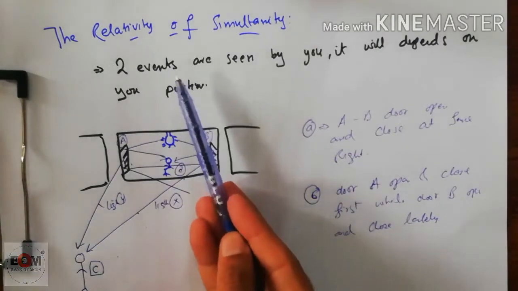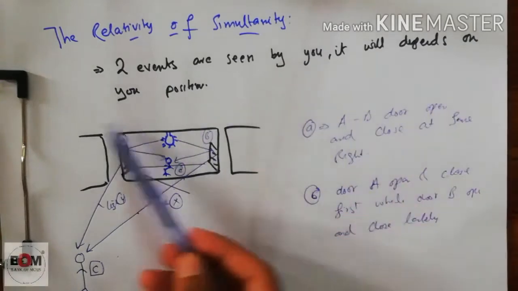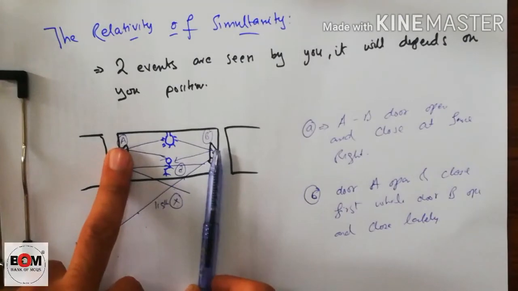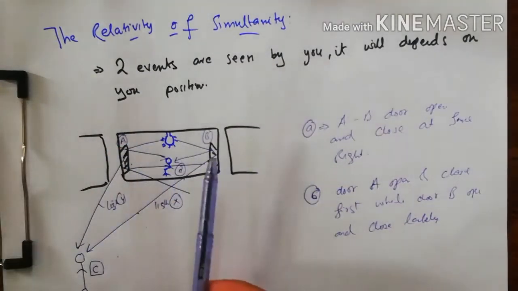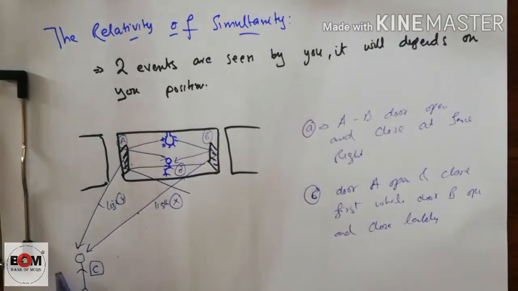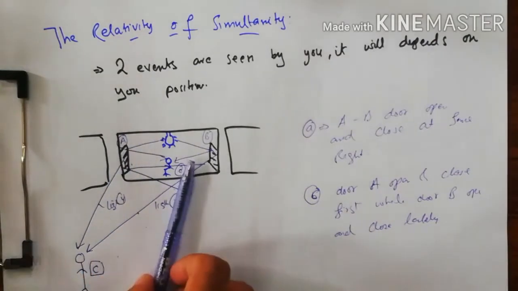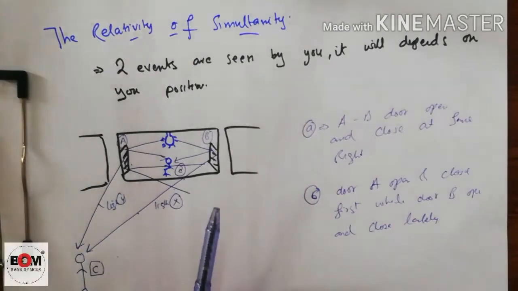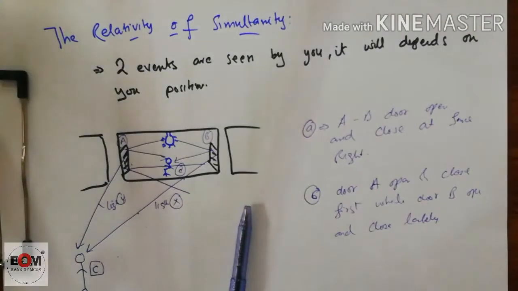So for the two events occurring, it depends upon where you are standing. If you are inside the train, you will say that both open and close at the same time. But if you are outside the train in this position, you will say that A opens and closes first, while the second opens and closes late, and both are right. So this is the relativity of simultaneity: whether or not two events are seen by you to be simultaneous depends upon where you are standing.